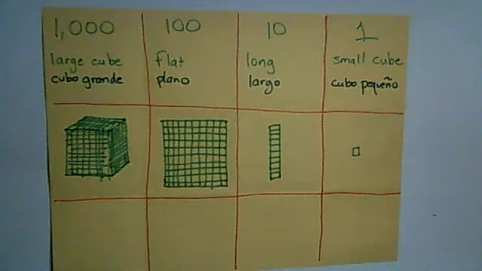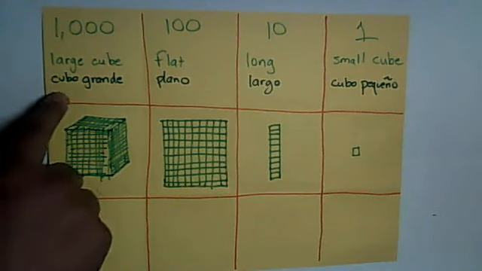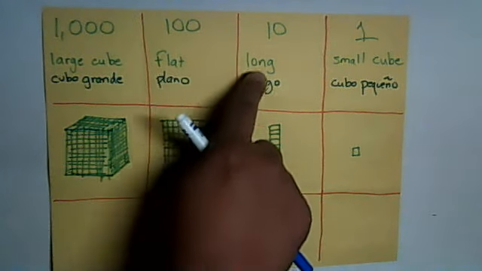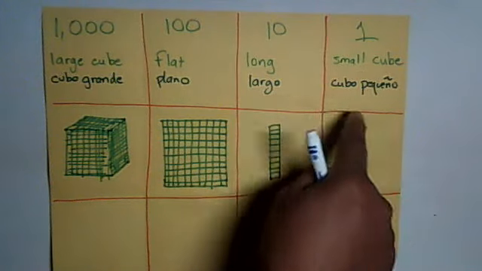Just like that. Okay. This is the large cube, cubo grande, flat, plano, long, largo, small cube, cubo pequeño.